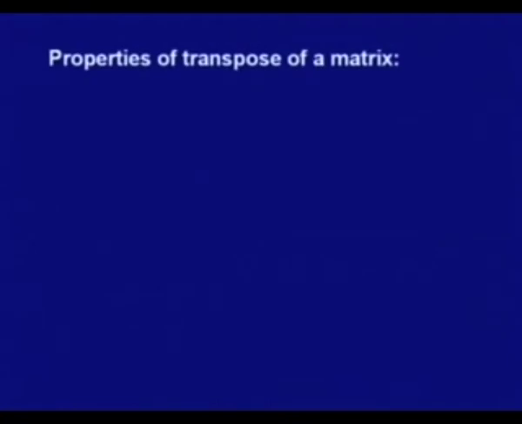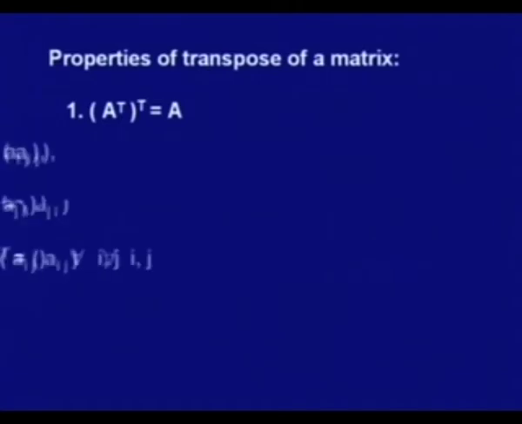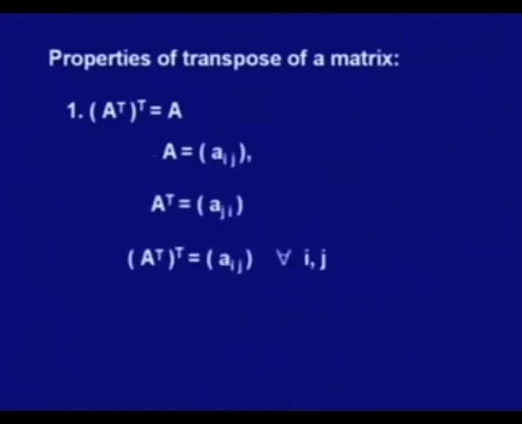Let us now discuss some properties of the transpose of a matrix. We start with the first property: A transpose, and its transpose, is A. So if A is Aij, then A transpose is Aji as we have defined. Then A transpose and its transpose will again become Aij, and this is true for all i and j. So we have proved that the transpose of A transpose is A.